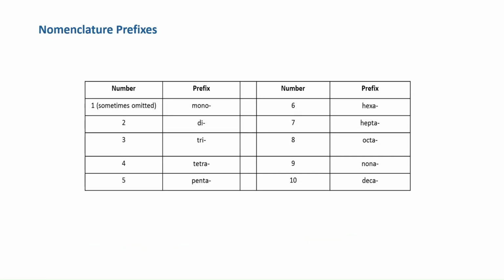So here you have the prefixes. You probably know most of them: mono, di, tri, tetra. At a certain point, you start saying, I don't remember. So that's why I gave you this table. In case there's some that you don't remember, you can look it up.